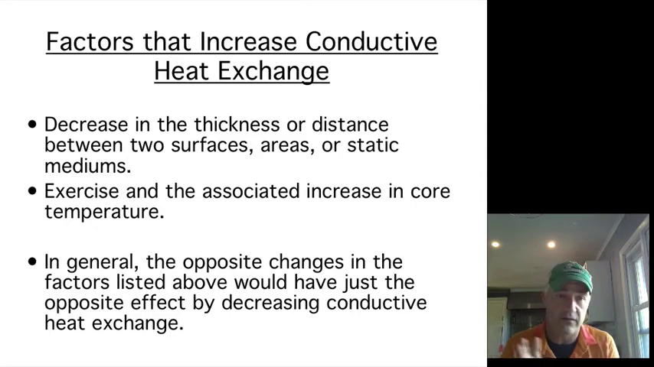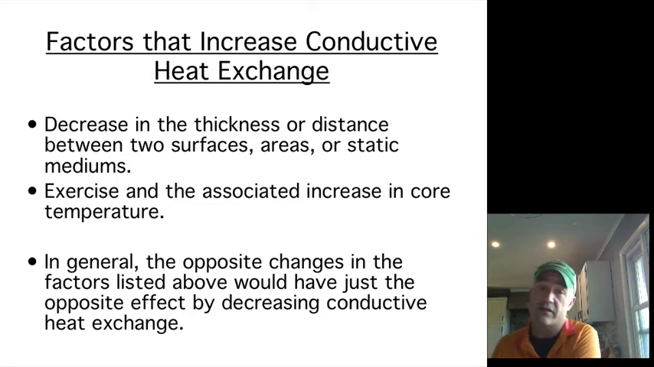So anything that limits the distance between these two surfaces is going to help out with that heat exchange. And anything that increases the core temperature is going to increase conduction to the shell. So if you're generating more core heat through exercise, it's going to help push more heat to the surface. And as I said before, these things can work in both directions. A lot of the change we're talking about here, increasing the conductive heat exchange, if the opposite things happen on those ones, it would decrease that conductive heat exchange.